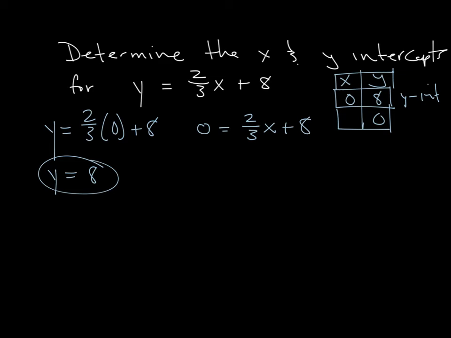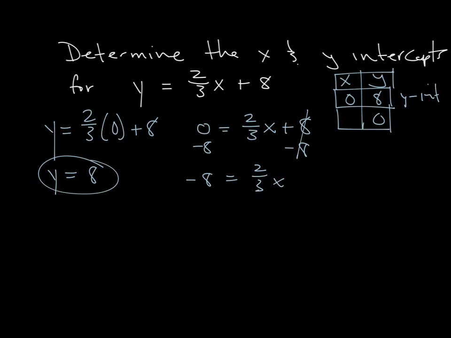So what I'm going to use are properties of equality. The first property of equality I'm going to use is the subtraction property of equality. So I'm going to do -8 minus 8. I am now left with -8 equals 2/3 x. Now, at this point, I can go either way. I can choose division, or because it's a fraction, I can choose multiplying by a reciprocal.